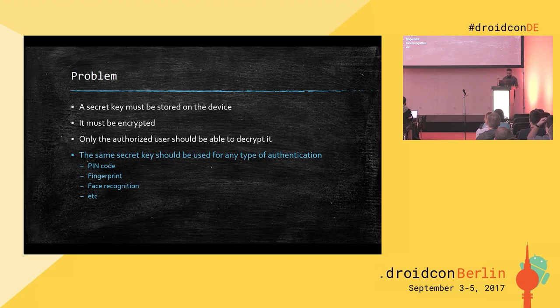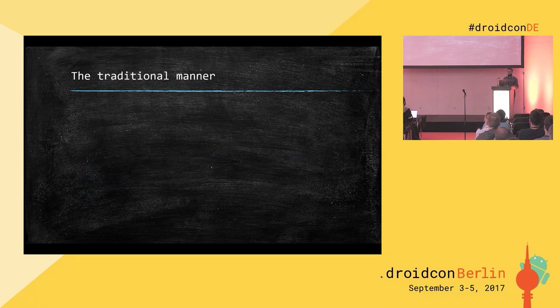Okay, let's first see how the traditional manner, which is PIN code authentication, works. Definitely all of you have experienced that. It works with a PIN code. It can usually be a 4-digit number, and some applications are more flexible and allow you to choose a PIN code between, for example, 4 to 8 digits.